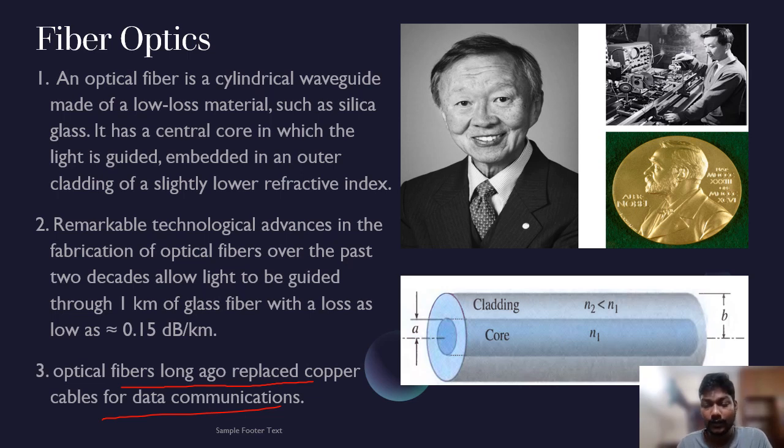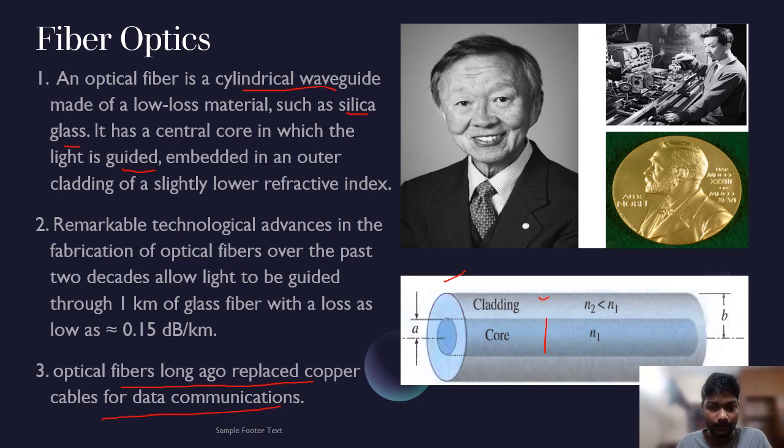An optical fiber is a cylindrical waveguide, as you can see in this figure, made of low loss materials. Low loss materials are important because we don't want our data to be lost during transmission, such as silica glass, which is a low loss material. It has a central core with radius a, where the light is guided.